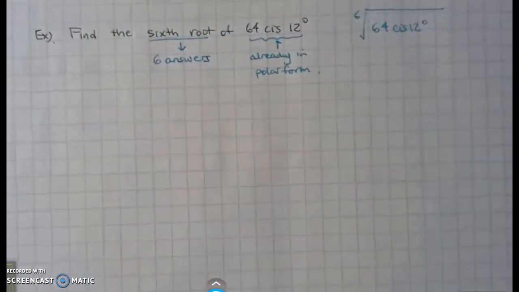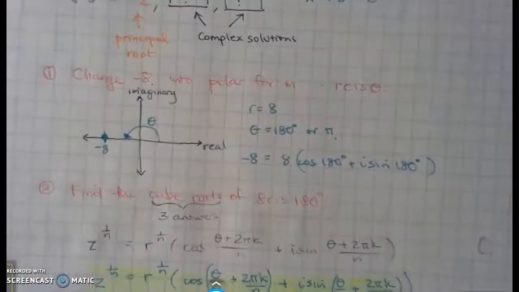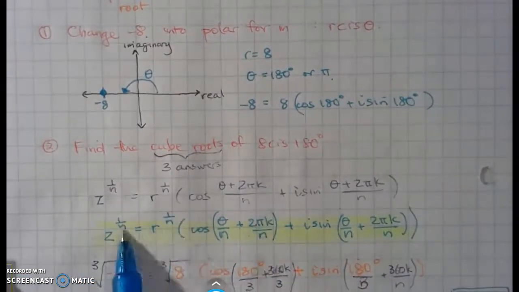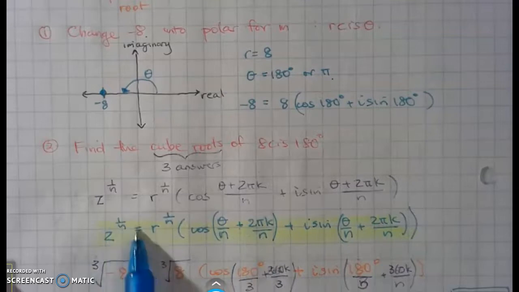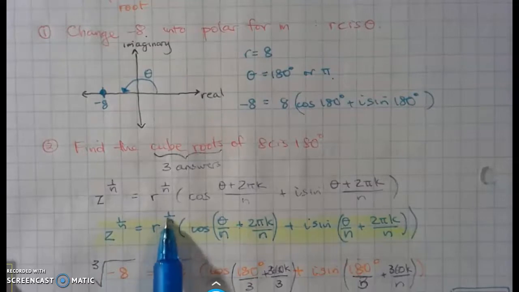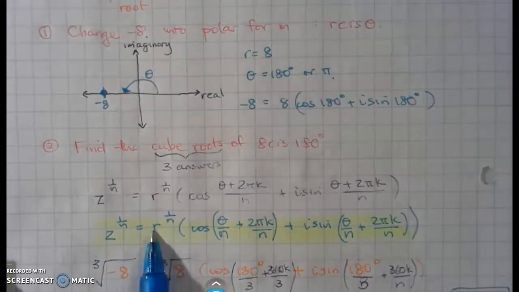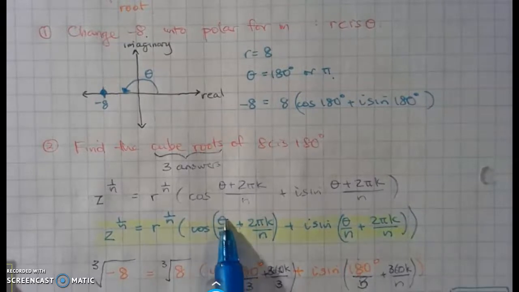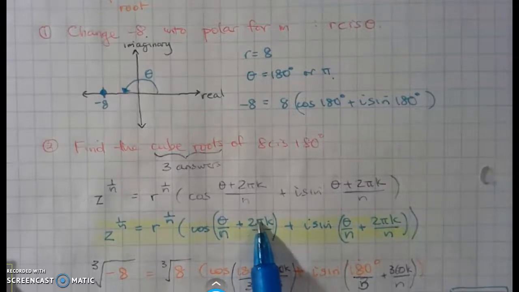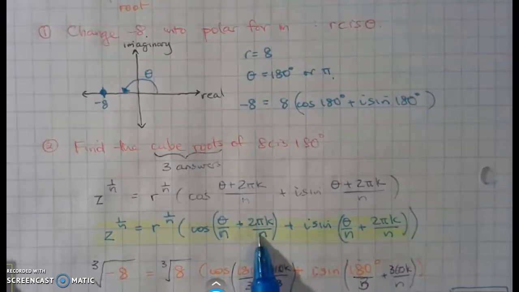So let's go back to our previous part, where we've modified the formula. When you're taking the nth root of a complex number in polar form, for the modulus you take the nth root of that modulus, or the radius. For the angle, you divide by however many nth root you're taking. In this case, since we're taking the 6th root, n will be 6. Then instead of 2 pi, we can use 360 degrees times k divided by n.